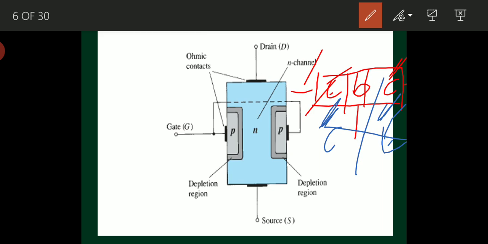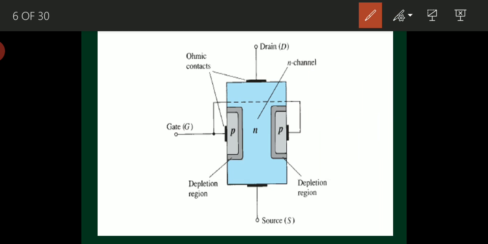I can't do it like this. But in FET, the drain and source terminals are interchangeable. Why? Because there is no difference in doping concentrations at the drain and source terminals.